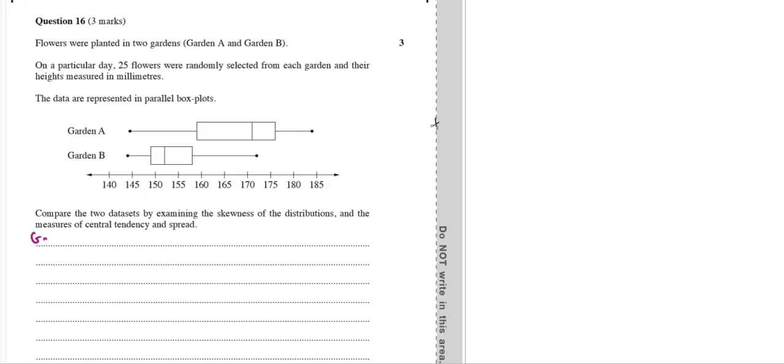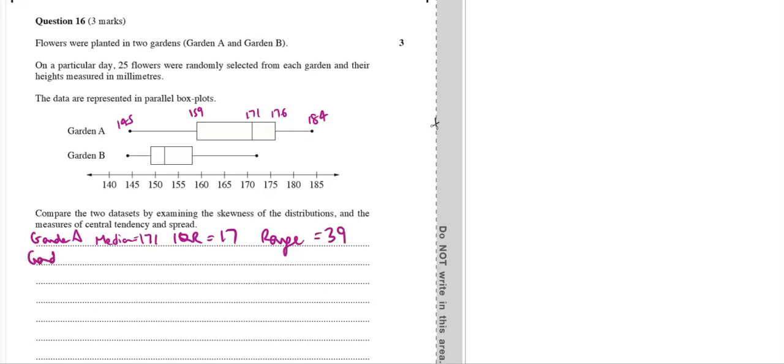So what I can see with Garden A, its median, I'm going to say that that is 171. Don't agonise over it if it's hard to read, but just give it your best shot. The IQR, I'm going to say that that's 176. I'm going to say that this is 159. So IQR equals 176 less 159 equals 17. And the range, I'm going to say that this is 184 and the min is, say, 145. So 184 less 145 equals 39.